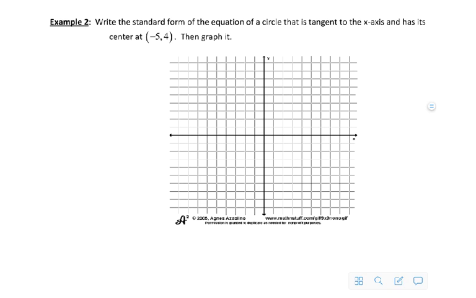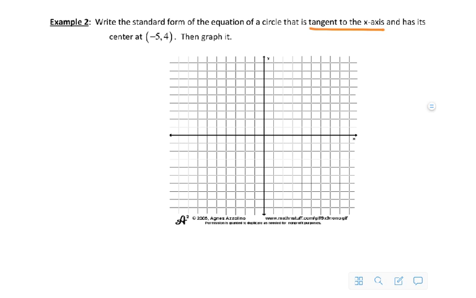Now let's do something a little more difficult. Write the standard form of the equation of a circle that is tangent to the x-axis and has its center at negative 5, 4, and then graph it. We're actually going to graph it first and then go backwards and find the equation.